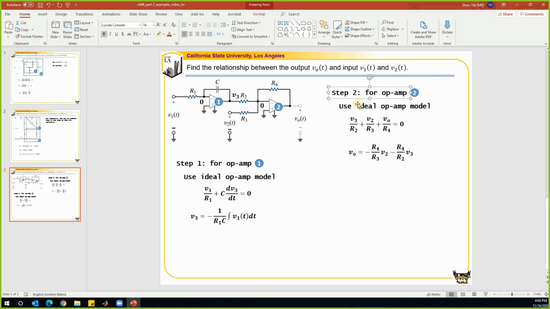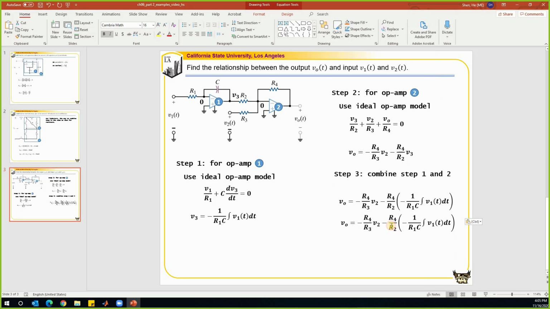So next step, we're going to combine the conclusions that we got from step 1 and 2. Step 3, combine the previous conclusions, combine 1 and 2. So over here, we just need to replace V3 by that. And then we'll be able to find the final answer. We can move this out, and this will become a plus sign. And just move this out. All right, that's how we get to the conclusion.